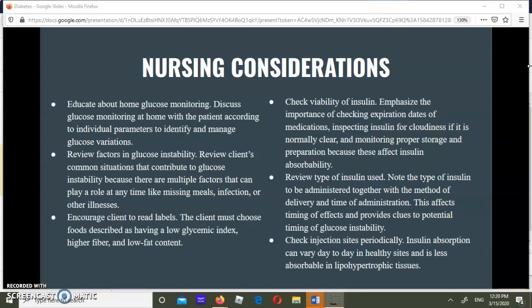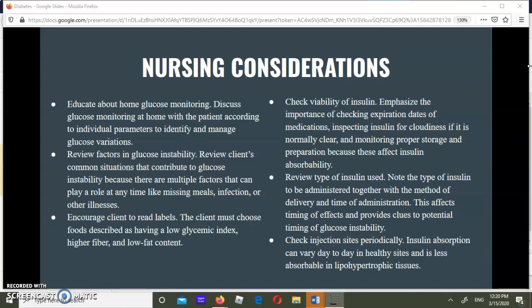During the infection time, the monitoring has to be done frequently, and any reading above 240 has to be followed by checking the ketones.